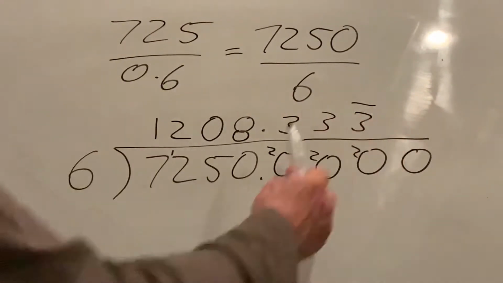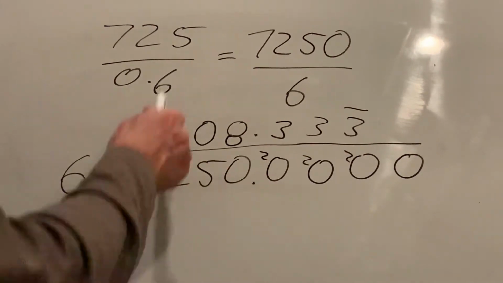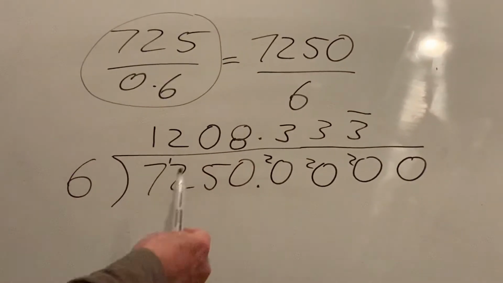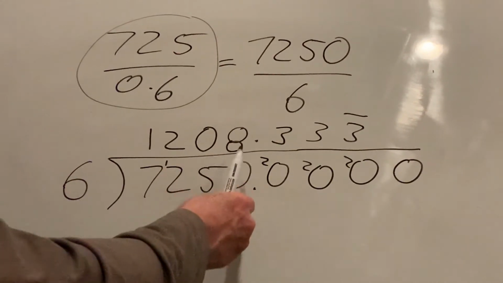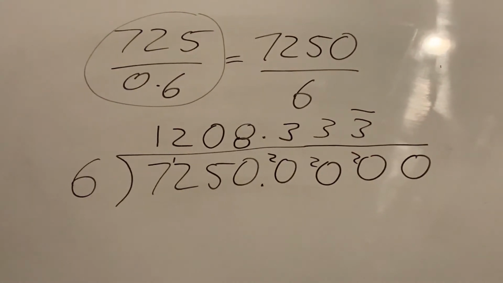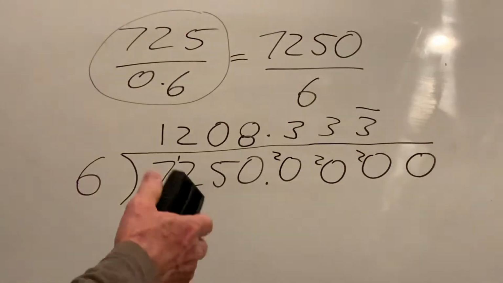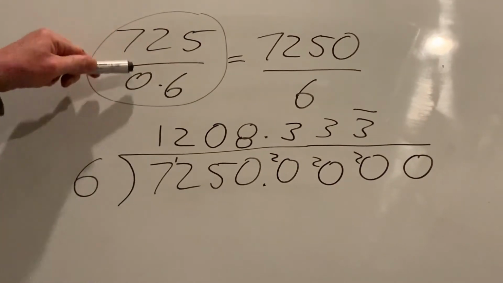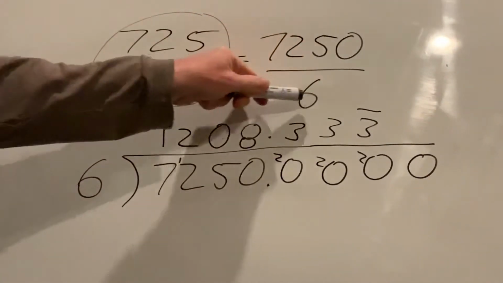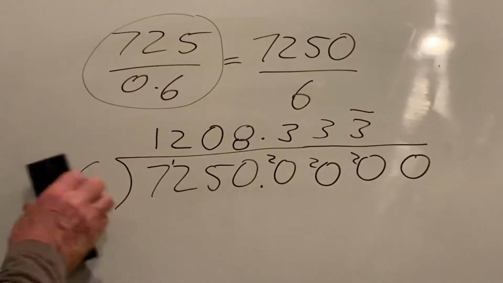Sometimes I put reoccurring with a line above the top. So the answer to this sum, this original sum that I gave you, which is the same as this one, is 1208.333 reoccurring. That's actually the answer. So the point of showing you this one was you're dividing by a decimal. Let's multiply everything by 10 to get it into easier numbers to manage without any decimals.